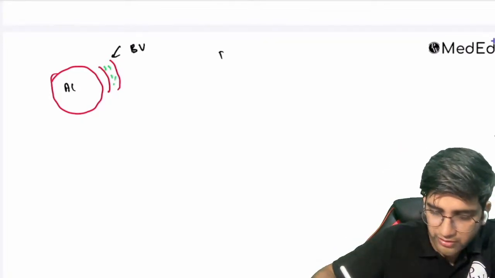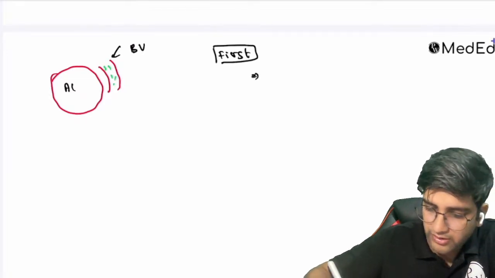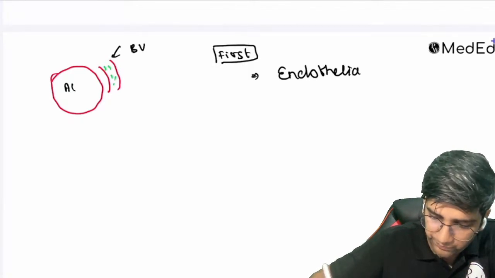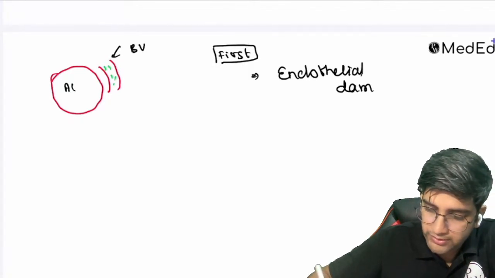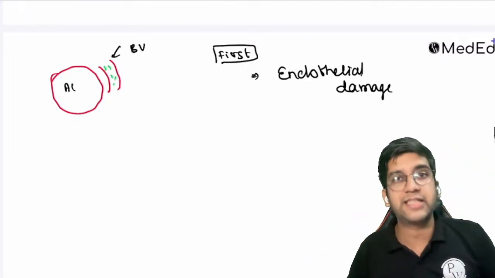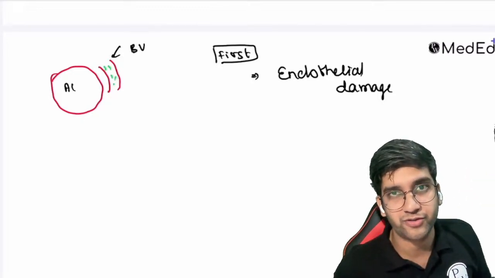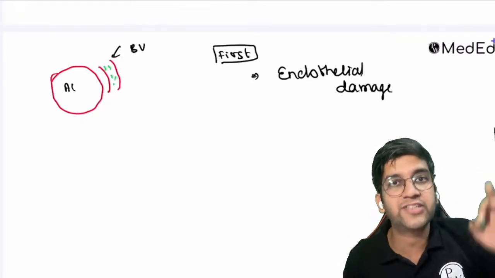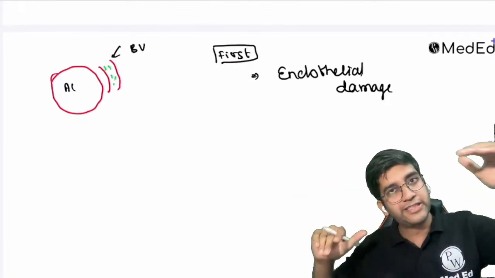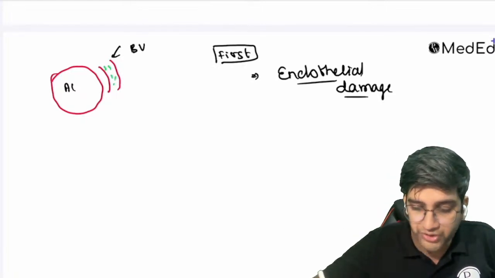The first starting point for ARDS is endothelial damage. The only starting point of ARDS is endothelial damage. It's not lung damage, it's endothelial damage. COVID also caused ARDS with endothelial damage, like we saw in viral pneumonia. Once it expands the interstitium, it can go and damage my vessels. So this is the starting point of ARDS.